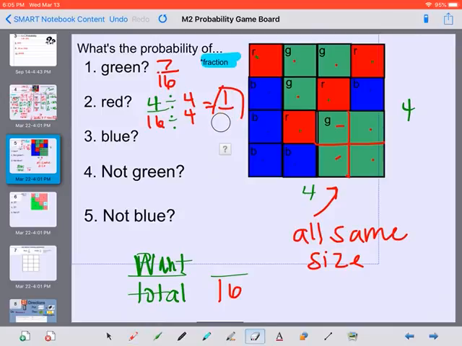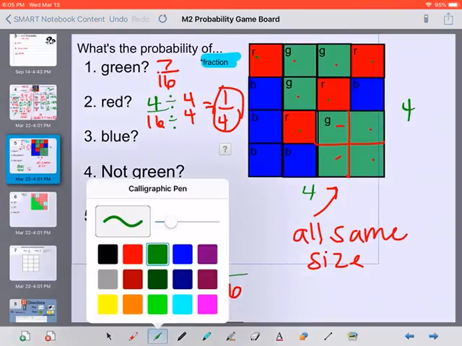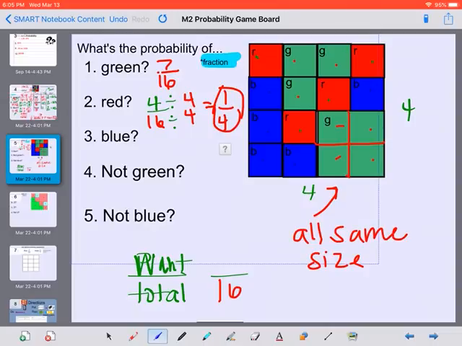So we can still divide by 4, so it's not 1/5, it's 1/4. Our red. Going back to blue here, 1, 2, 3, 4, 5 are blue out of 16. Can't simplify that.